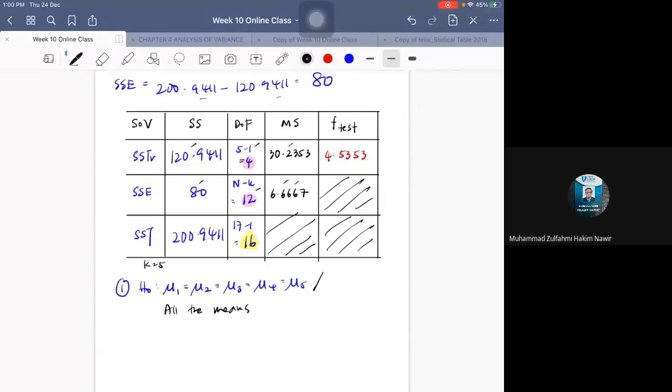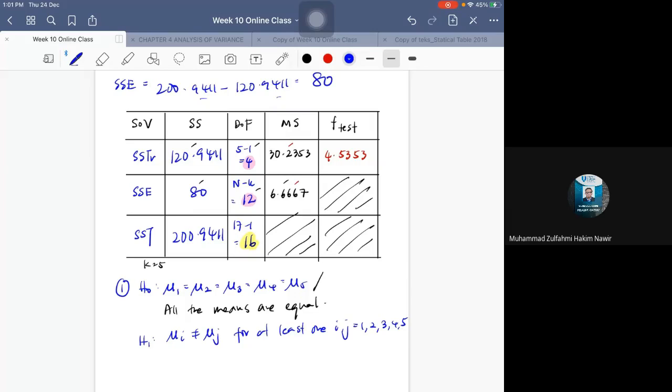The alternative in terms of symbols is going to be mu i is not equal to mu j, meaning that at least one of the means is not going to be the same as the rest of the means. For at least one ij, so what is going to be the value of ij? It could be 1, 2, 3, 4, or 5, because we have 5 categories.